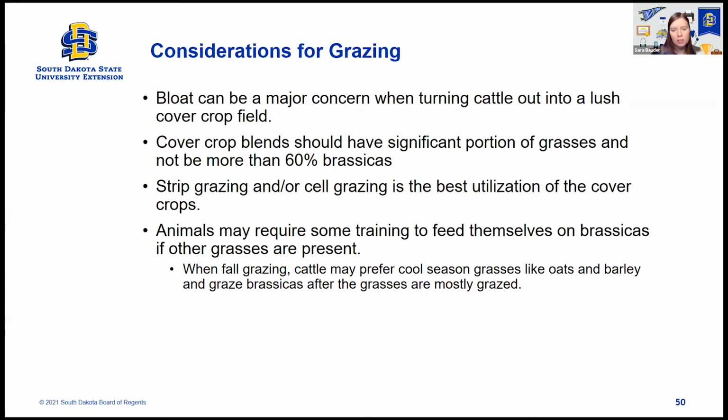We can just be a little safer. If we get too many brassicas in there, there's some sulfur issues that can happen, especially with cattle. So we really want to watch that. Blind staggers, things like that. We don't want to see that happening.